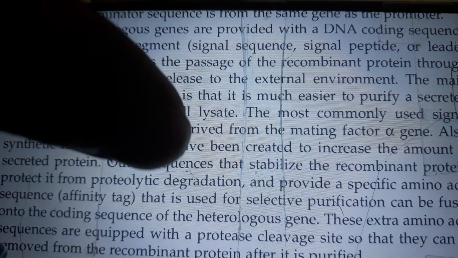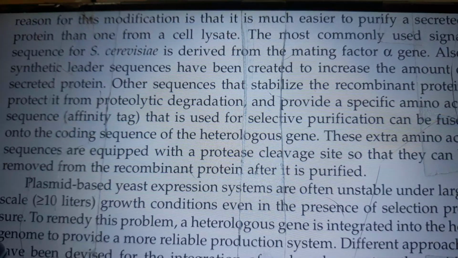Other sequences stabilize the recombinant protein, protecting it from proteolytic degradation, and provide a specific amino acid sequence affinity tag that is used for purification. These extra amino acid sequences are equipped with a protease cleavage site so that they can be removed from the recombinant protein after it is purified.